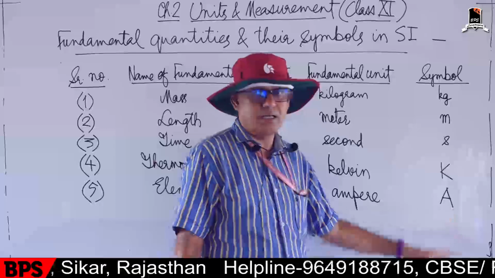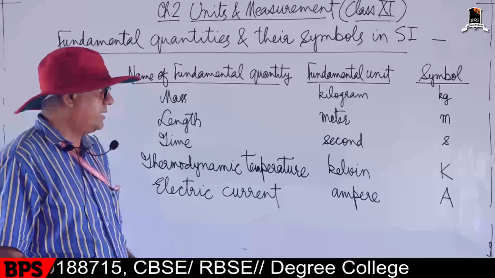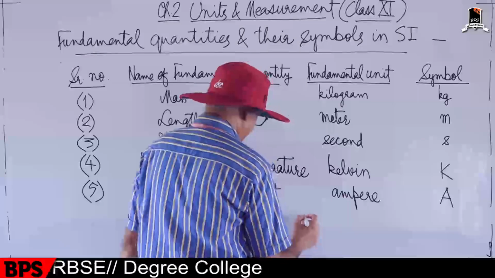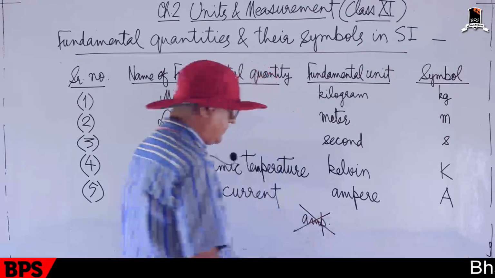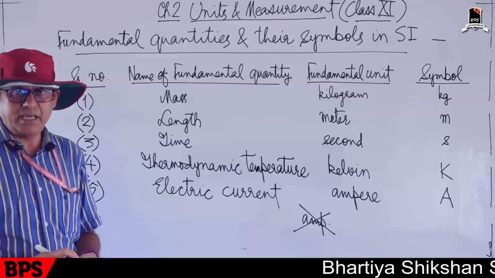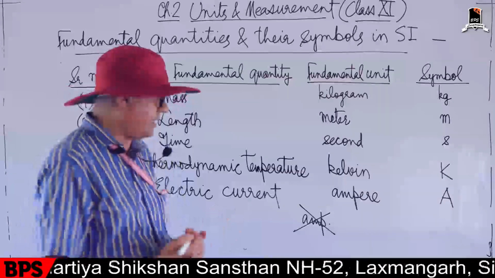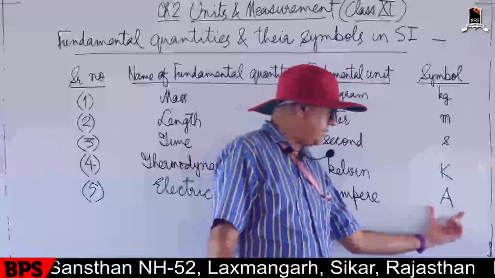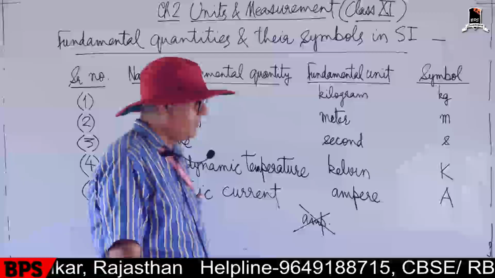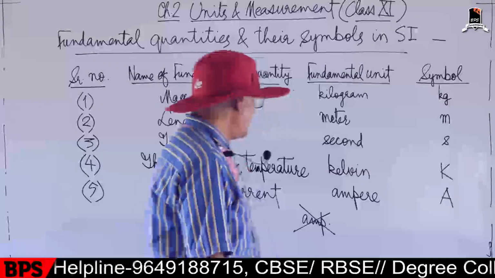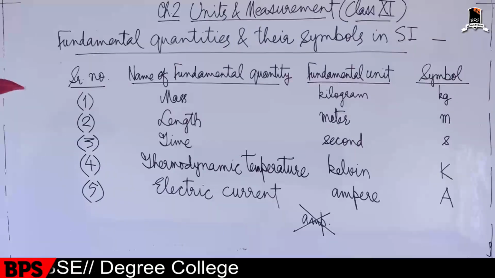Ampere is the symbol for electric current unit. Don't write it as AMP dot. It is not the symbol of electric current. AMP dot is unknown. It is not taken as standard symbol. Standard symbol for electric current is simply uppercase A letter. So A is the symbol for the fundamental quantity electric current.